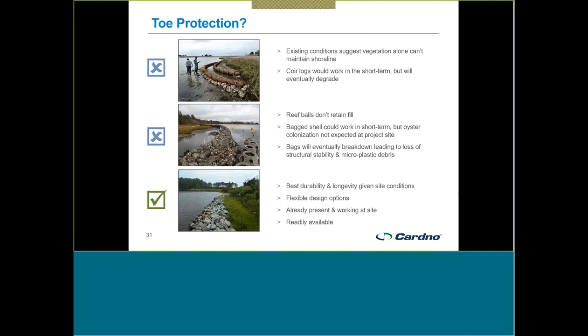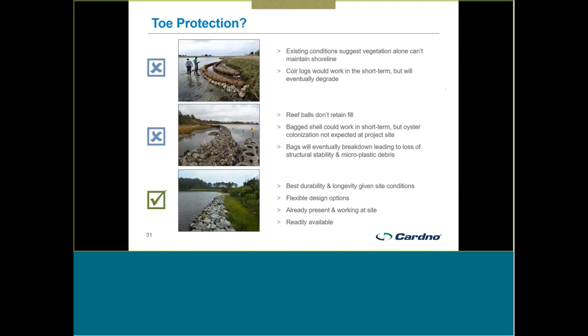So we started thinking through what the options were here. We didn't choose coir logs because when we look at the existing conditions, it was clearly an eroding shoreline. So the thought process was once that shoreline has eroded, once those biologs have degraded, we're going to be right back in the same situation that we are in now. So while the coir logs would provide protection in the short term, eventually they would degrade, and we were concerned that there needed to be some long-term protection so that we didn't just repeat the cycle that we were in.